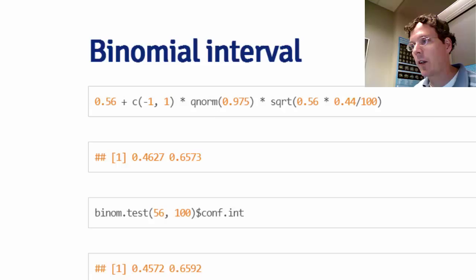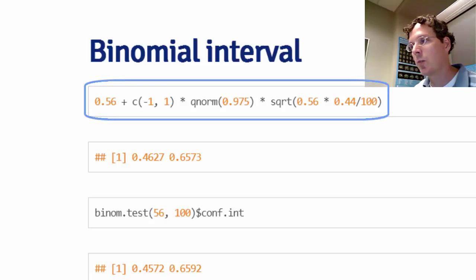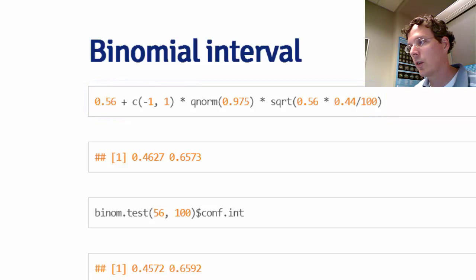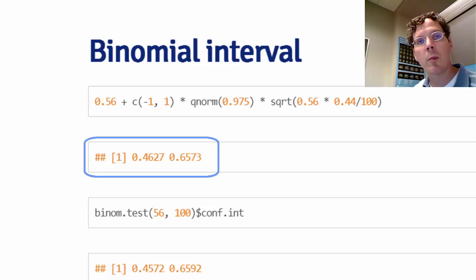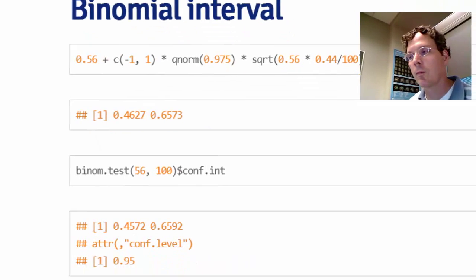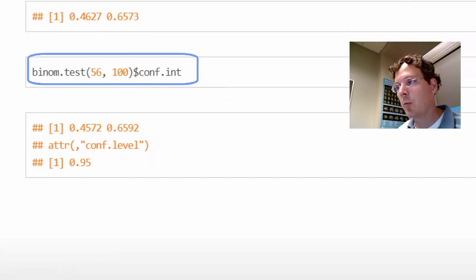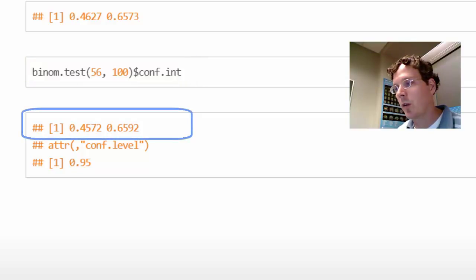Here I just go through the calculation where I plug 0.56 directly into the standard error formula. So we have 0.56 plus or minus the relevant standard normal quantile times the square root of 0.56 times 0.44 over 100. This yields the interval 0.46 to 0.66, just like before. Also, the function binom.test, with 56 successes out of 100 trials and grabbing the confidence interval component, yields a very similar interval, 0.46 to 0.66.